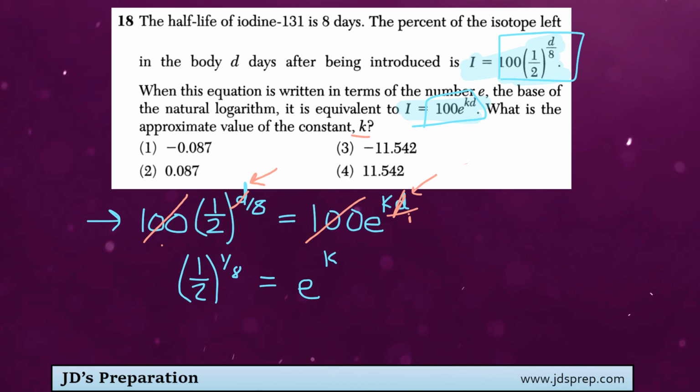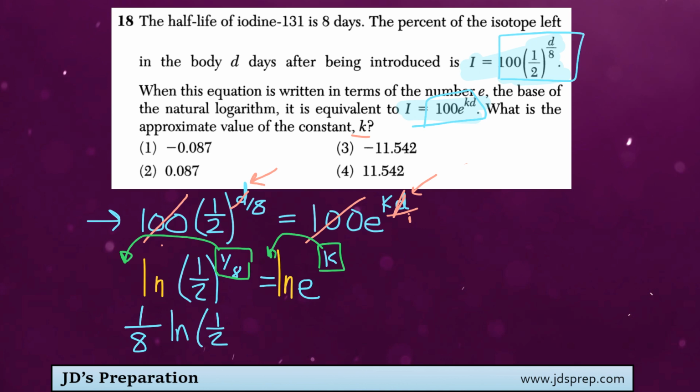All right, now this is a little bit easier to deal with. Now, in order to solve this, what we're going to do is we're going to take the natural log of both sides of the equation. So I can write ln on the front of both sides of this. And then now there's a rule we can follow here where we're going to take the exponent and move it up to the front so that it's being multiplied, just like that. So if we write out what this becomes, we now have 1/8 multiplied by ln of 1/2 is equal to k multiplied by ln of e.